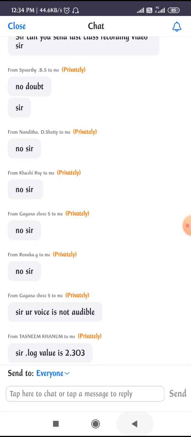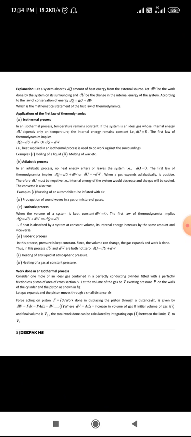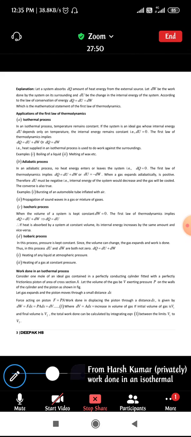Tasneem, the log value is not 2.303. We are converting log base e to log base 10, so if you want to convert log base e to log base 10, you need to multiply with 2.303. That is what we have done. Just go through from the starting. Since this is an important derivation which will be asked for 5 marks, just go through it.